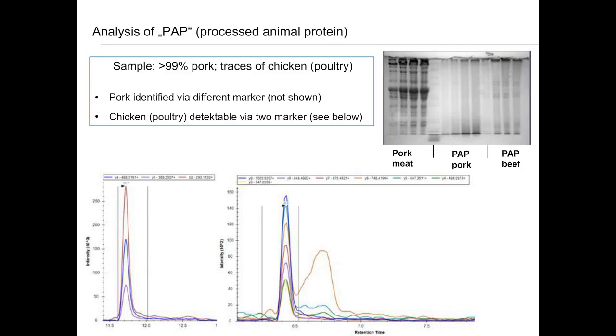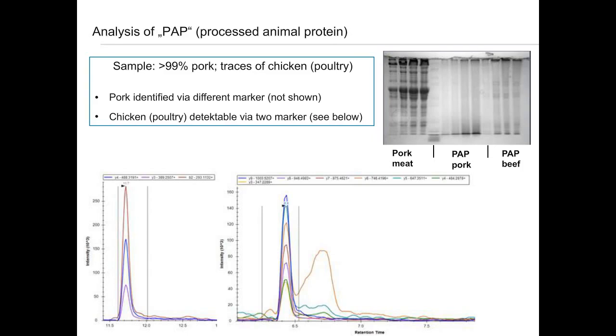In this pork meat sample, we were able to extract all the proteins, and if you look to the right, then you do see that for these PAP samples, you do not see any protein bands any longer because of this high thermal processing and this really prolonged thermal processing. We were not able to see any protein bands, but we did still see the peptides on peptide level. And the sample which we have analyzed contains 99% pork and traces of chicken or poultry in general, and we were able to detect two chicken markers here given at the lower part of the slide.